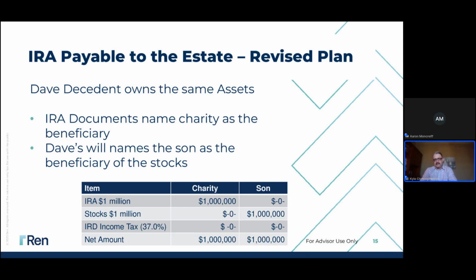He has no qualified assets that are coming to him, so there's no IRD income tax that's going to be due. So at the end of the day, with this revised plan, we've got 100% of $1 million going to charity, 100% of $1 million going to the son. So this is just the way it's $2 million. We've avoided all the taxation. It's just about making sure that those qualified assets, if your client has charitable goals, making sure those qualified assets are going to charity first before those non-qualified assets to avoid that IRD income tax.